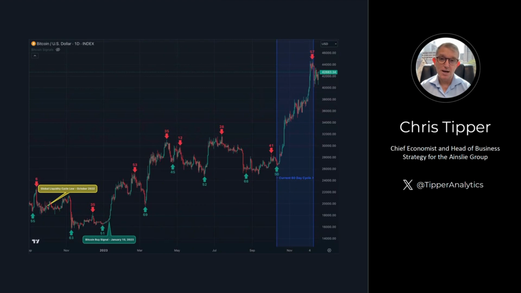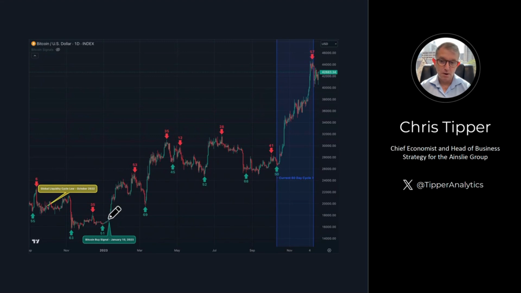What you're looking at on the chart here is a little bit of Bob Lucas's work, the 60-day cycle work that he does. And I really use this. It's been really useful in this last 60-day cycle just to manage expectations. So we're not trading off these signals. What we're doing is we're identifying. Well, I'll step back. We have the global liquidity cycle low in October 2022. That's on the chart. We identified that.